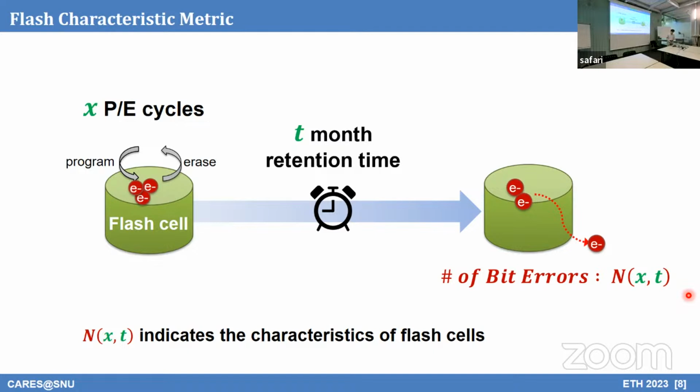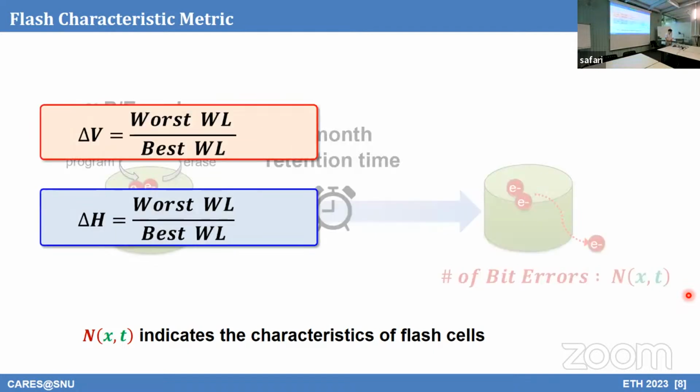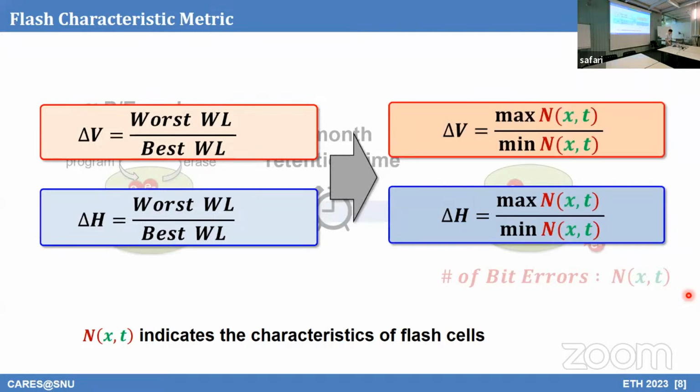So we compared the best and worst metrics. For example, in a specific case, for delta V, given a vertical layer, we chose the maximum N(X,T), so X PE cycles and then T retention time, versus the minimum N(X,T). And for delta H, for the same horizontal layer, we computed the ratio between max and min. This defines the process variability.